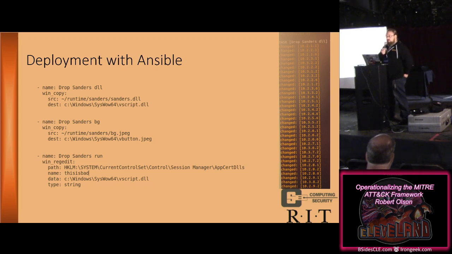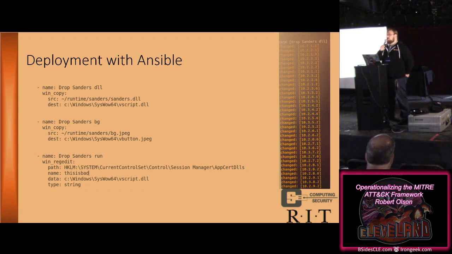So remote desktop is on, and then firewall is off. We deployed with Ansible. Pretty straightforward. We use a win copy to move things over. There's a WinRegEdit tool in Ansible for that as well. Actually, on the day of, we used the registry key name, This Is Bad. Surprisingly, not many people found that, even though that was a pretty big giveaway.